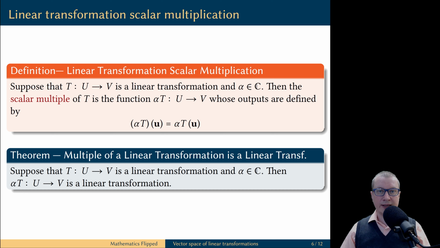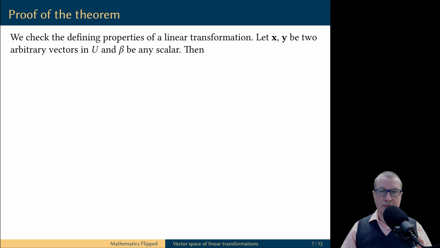Let's prove that a scalar multiple of a linear transformation is again a linear transformation. Similar idea to the proof of the previous theorem. I will simply check the two defining properties of linear transformations. First, let's compute the value of alpha t on the vector x plus y. This is the scalar multiple of the value of t by the scalar alpha.